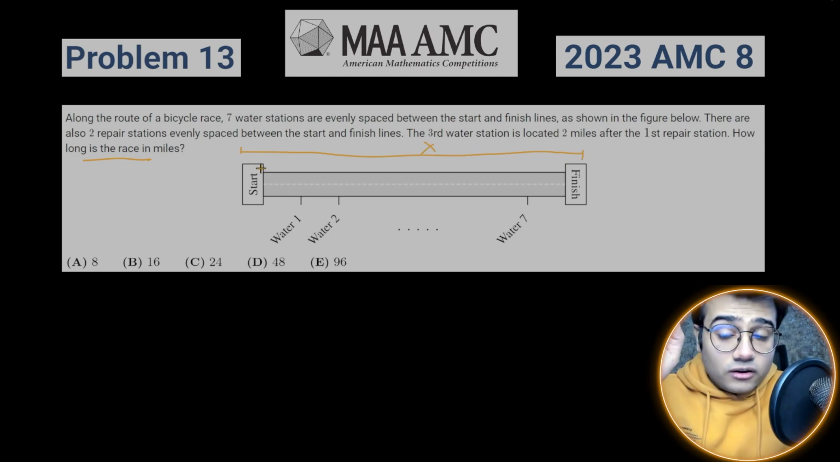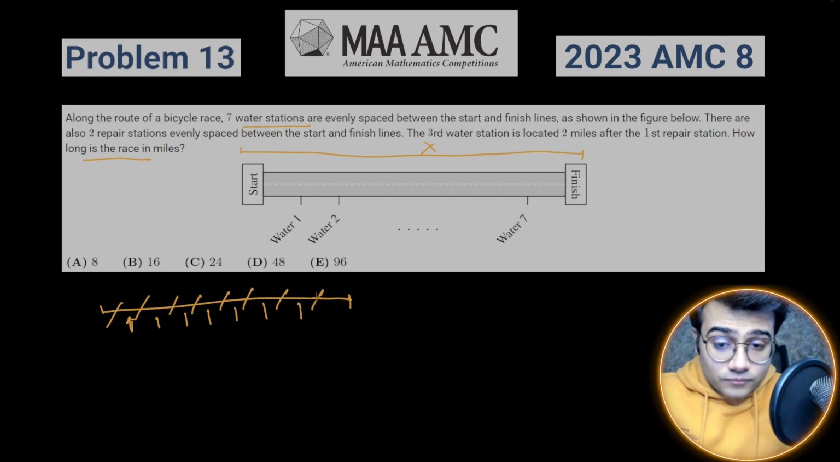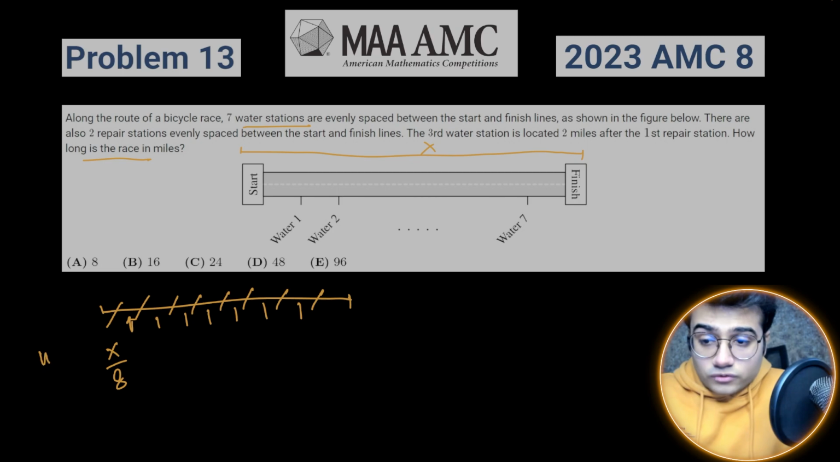Now they said there are 7 water stations spaced evenly. If on a straight line you put 7 stations, so 1, 2, 3, 4, 5, 6, 7, you're going to break it into 8 equal parts, right? 1, 2, 3, 4, 5, 6, 7, 8. So if the total distance is X, the distance between each of these gaps is going to be X by 8. That's for the water stations.